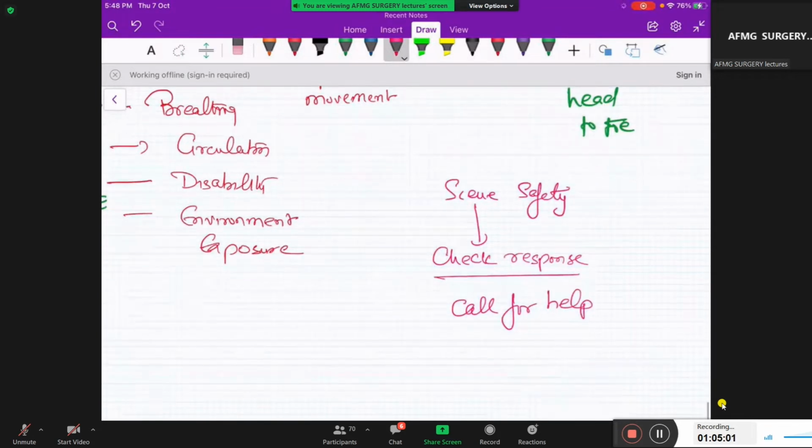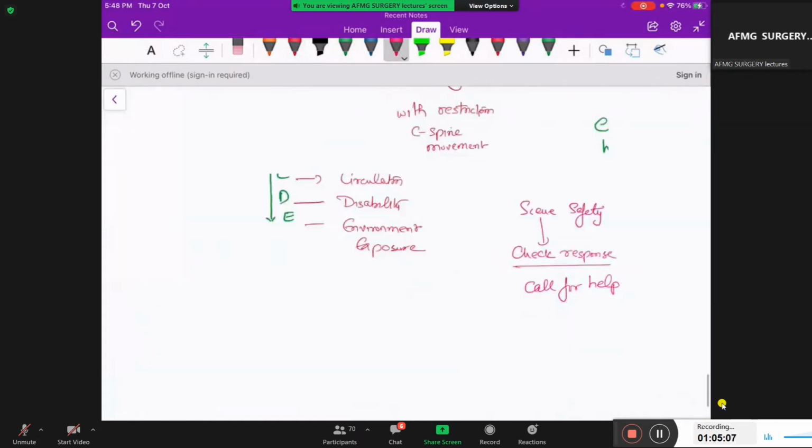Anyway, so scene safety, check for response and call for help. Now comes a very important point: we have to do airway with restriction of spine movement. Listen to this point first. We have to restrict the movement of the cervical spine, and we have to do something about the airway also, right? First of all, how are we going to decide whether the patient needs airway support or not?